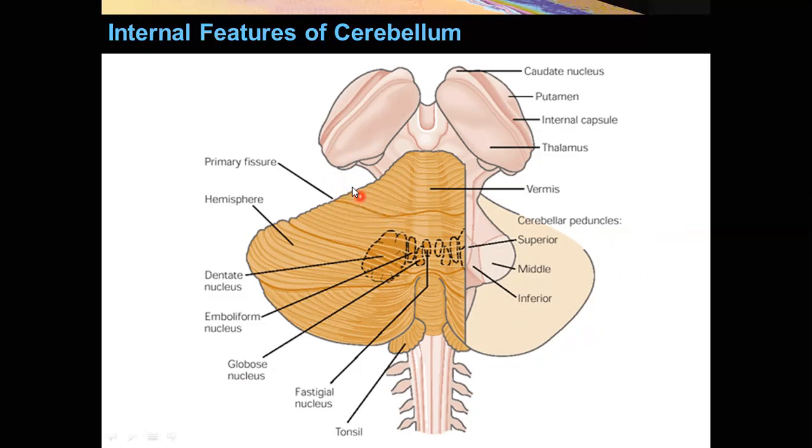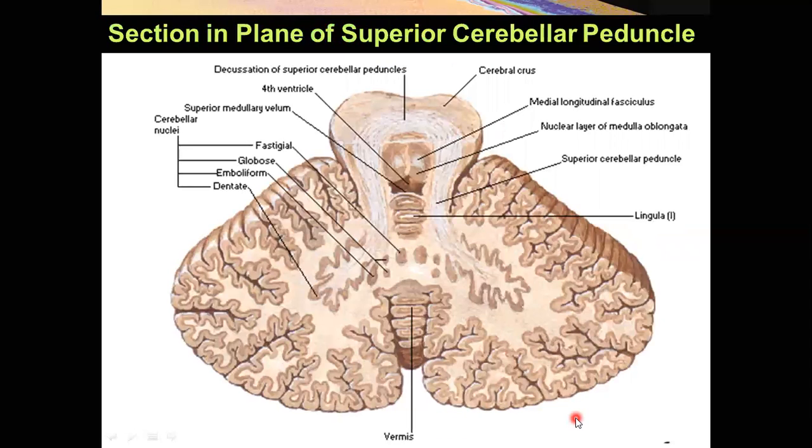Primary fissure. Here is the tonsil. That is the tonsil. Fourth ventricle and the superior medullary velum, and you see the lingula, part of the superior vermis.